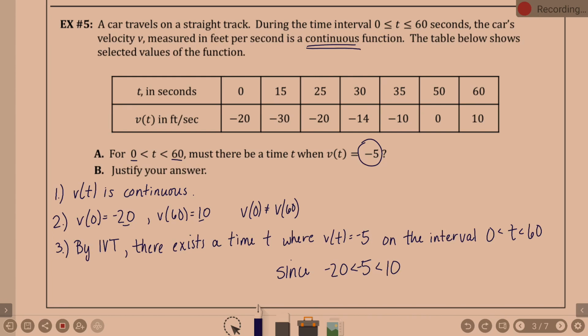Polynomials are the other one we've talked about, right? Continuous. Okay.